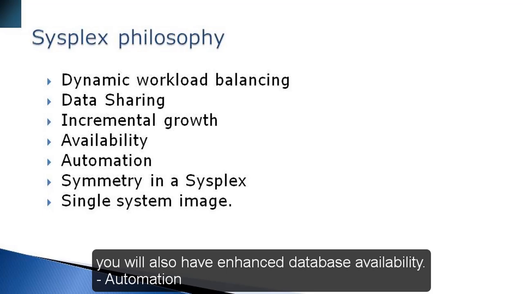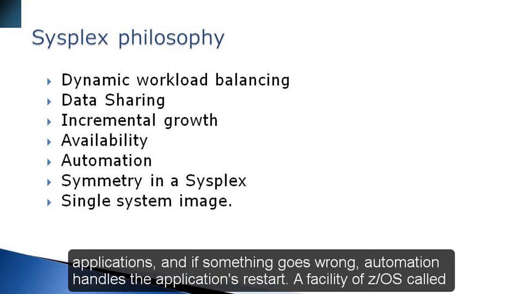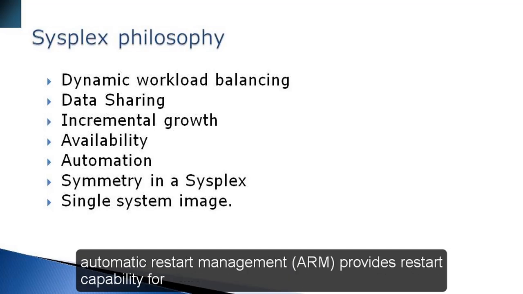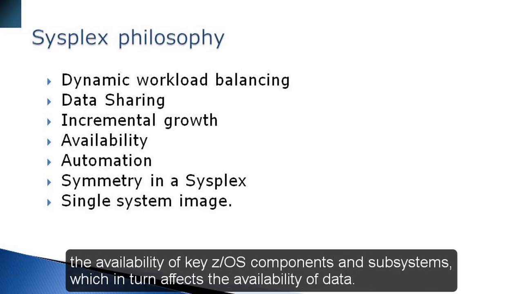Automation. Automation plays a key role in availability. Typically, automation routines are responsible for bringing up applications, and if something goes wrong, automation handles the application restart. A facility of z/OS called Automatic Restart Management provides restart capability for failed systems, components, and applications. Automatic restart management plays an important part in the availability of key z/OS components and subsystems, which in turn affects the availability of data.